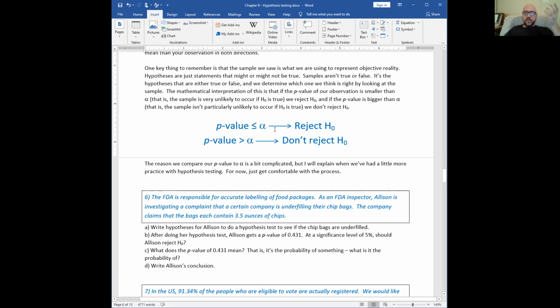So that's what we mean by small or big. Small p-value is p-value smaller than alpha. Big p-value is p-value bigger than alpha.